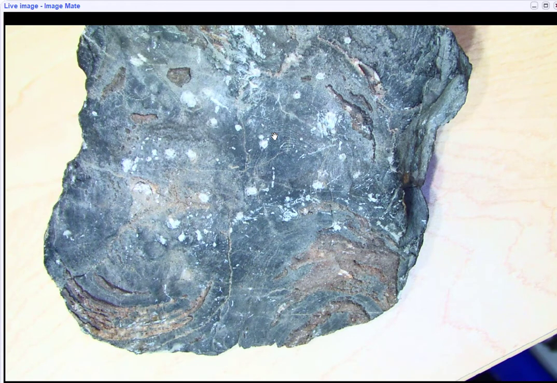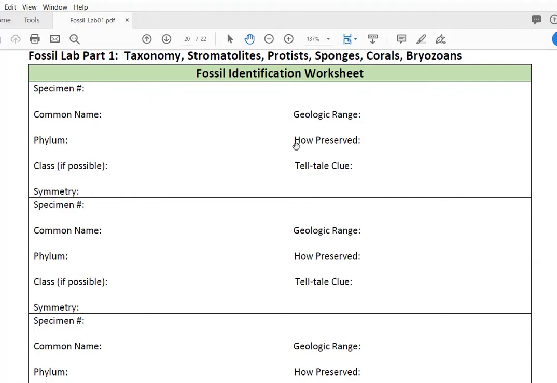We don't really have a class for these either, but a more specific classification is that these are cyanobacteria. So instead of phylum, put Bacteria for domain, and instead of class, we'll say cyanobacteria. These are in a limestone. I tested this with acid and it fizzed. These are replacements, so you'd say the type of preservation would be replacement. And what would be the telltale sign? Well, you can see it right here. So that's what you want to write in your table for sample number 1.